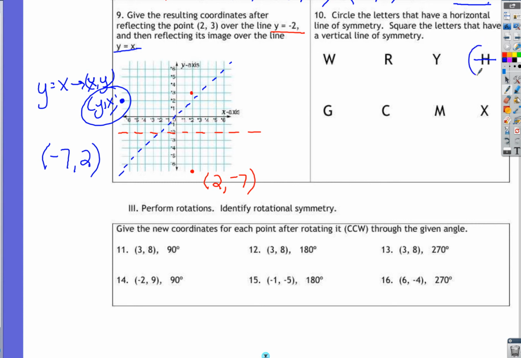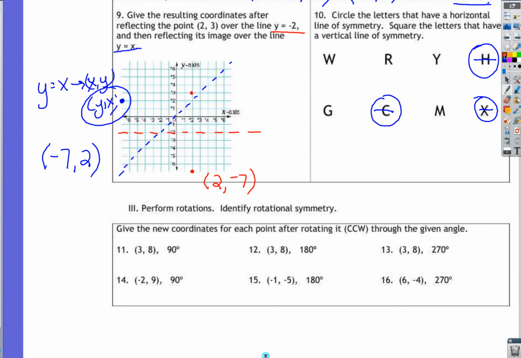So I'm going to circle that one. G? No. C? Yeah. M? No. X? Yep. Questions on horizontal lines of symmetry?